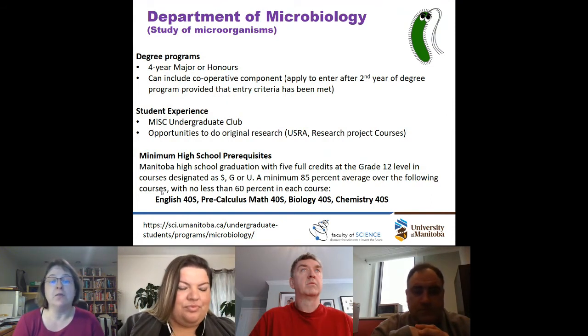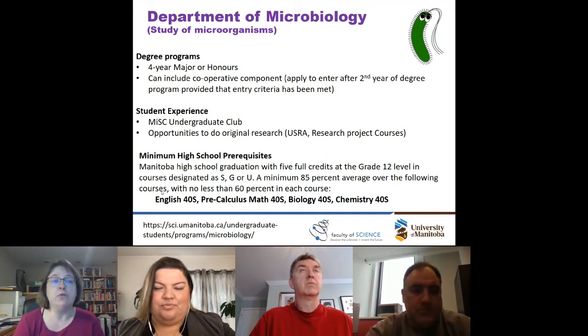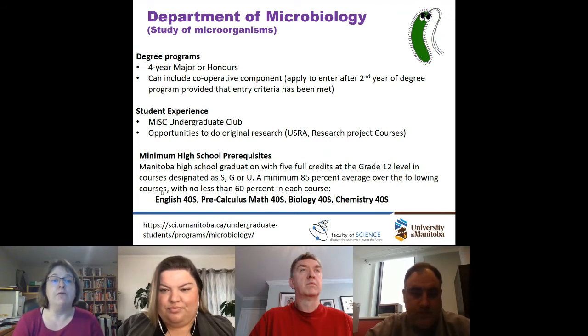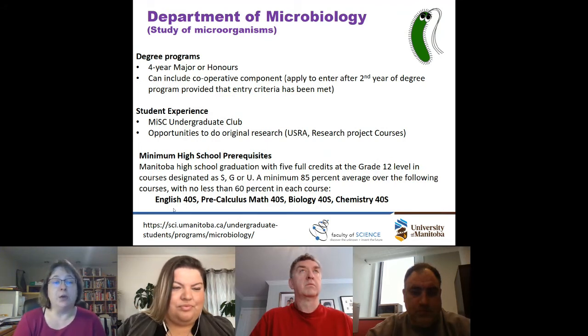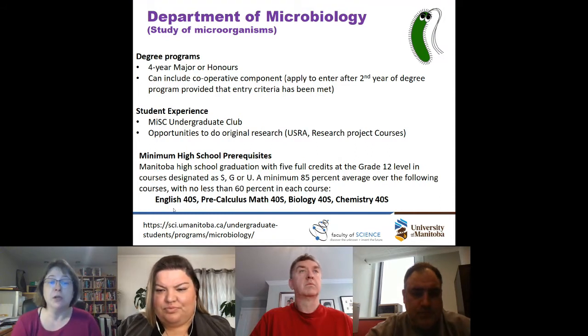The degree options are very similar to what Kirsty said about biology. You can do a 4-year major or honors program. Or if you wish, you can introduce a cooperative component with a degree program. In terms of student experience, a lot of these things you already heard about with respect to biological sciences, there's a microbiology aspect to it. We have the undergraduate club for microbiology. So they hold events, they have trivia nights, now everything's virtual, of course, seminars, and anything that talks about microbiology research. We also have the opportunity to do original research, much in the same fashion as Kirsty described in microbiology. And the minimum high school prerequisites are, again, very similar to what is described for biological sciences.